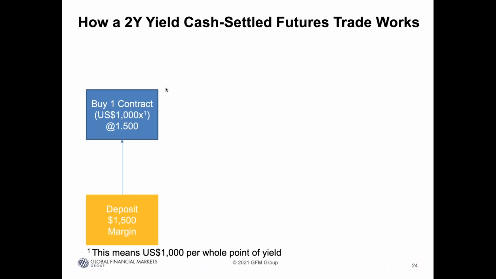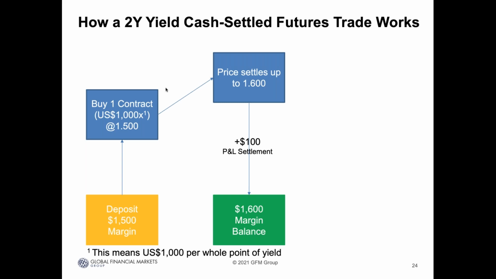So for anyone who's new to futures contracts, here is an example of how the 2-year yield futures would work. Let's say the 2-year yield futures are currently trading at 1.5, and I'm making up this number because I've used this in different scenarios. You'll notice I still have the 2021 date on this one. But let's say you've got $1,500 in your margin account and you buy one micro 2-year at 1.5. That's $1,000 per point. Then let's say that you were right. The price settles up, and it moves in your favor. The yield rises from 1.5 to 1.6.